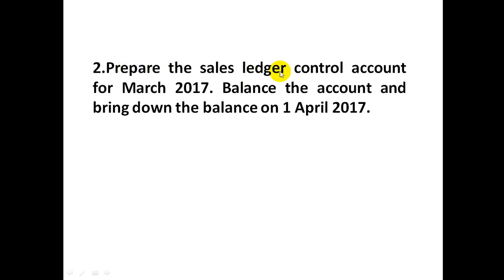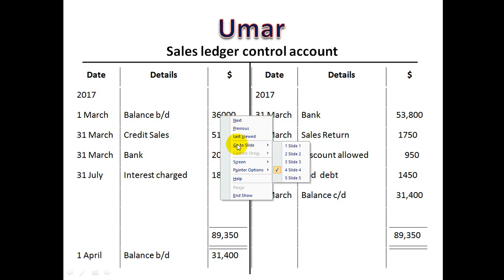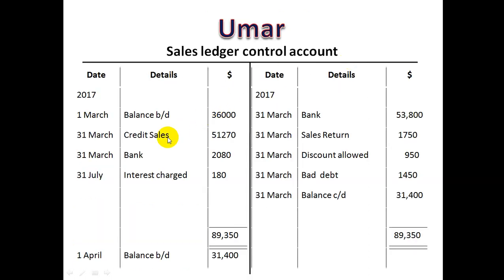It calculates total sales and total purchases. Requirement 2: prepare the sales ledger control account for March 2017. Balance the account and bring down the balance on 1st April 2017. This is the ledger of Umar. The opening balance will come in the debit. As I told you, the amount owing by credit customers is the opening balance, so it will come in the debit side. Credit sales increase the trade receivable or the sales ledger, so they will come in the debit. Dishonored cheque will come in the debit. Interest charged to the customer on the due amount will come in the debit because it is increasing the trade receivable.